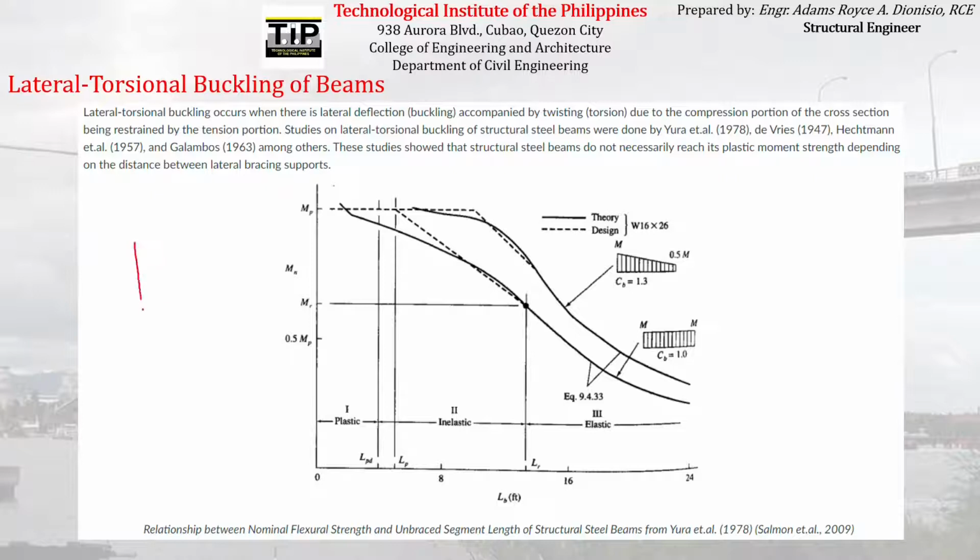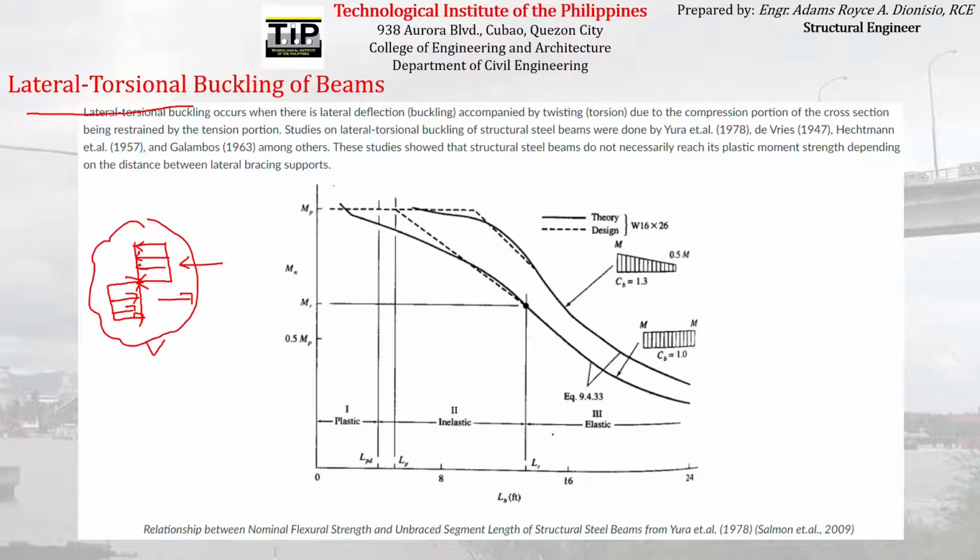In order for the steel beam to reach this scenario wherein the whole section is experiencing equal yield stress in the compression and tension areas of the steel section, we must provide adequate lateral bracing. That is very important, because if we do not provide adequate lateral bracing, the beam will tend to experience lateral torsional buckling, and it will prevent this scenario from happening.